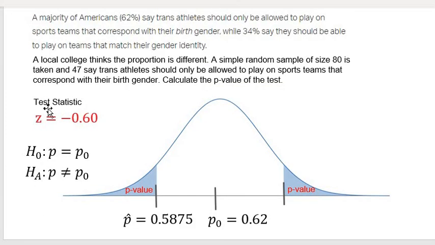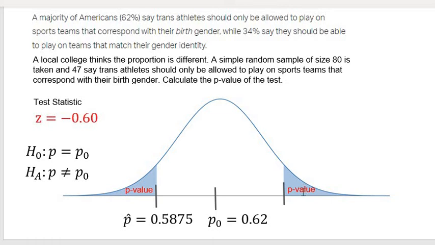All right, the last one I want to look at is this one here, where this is actually a two-tail test. It says a majority of Americans, which is 62%, say that trans athletes should only be allowed to play on sports teams that correspond to their birth gender. And what we did is we collected a sample of 80 people because we thought that the proportion was different. We don't think it's greater. We don't think it's less. We just think it's different, either greater or less, one or the other. And that's what makes this a two-tailed test. We're not concerned with it being extremely small or extremely large, just different.